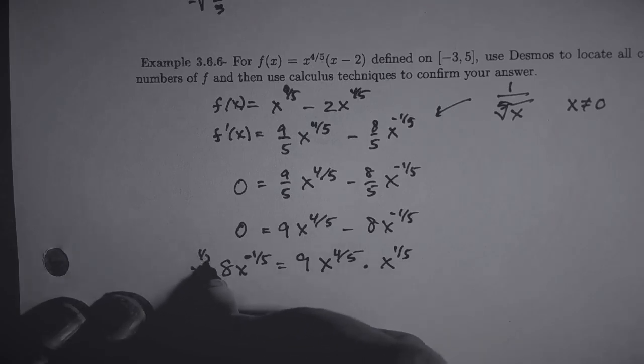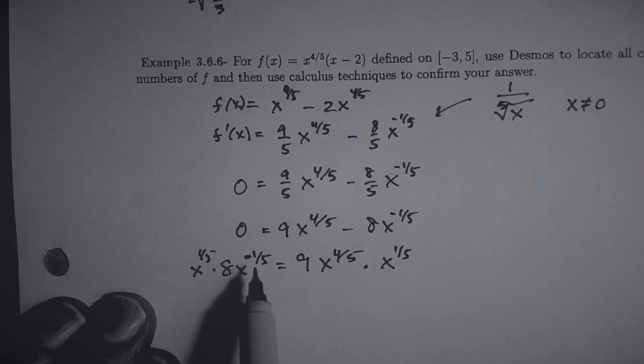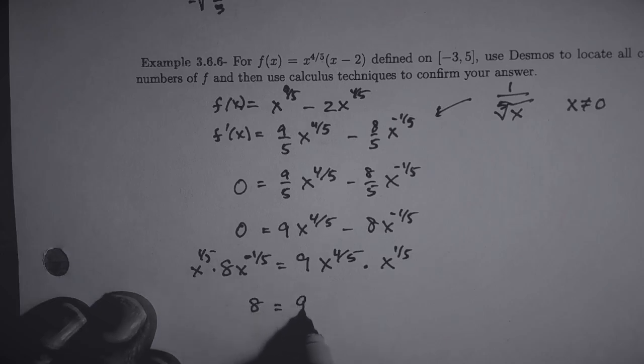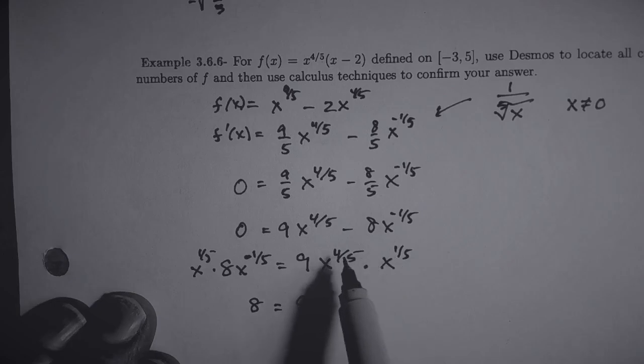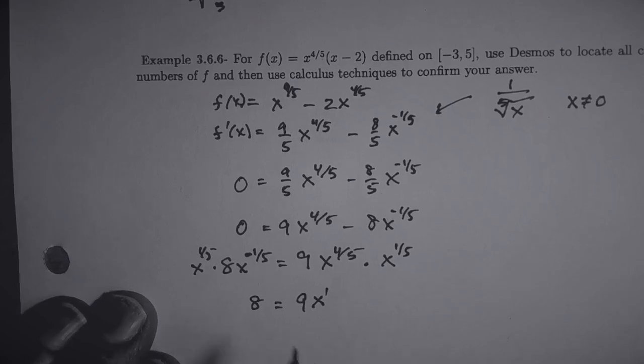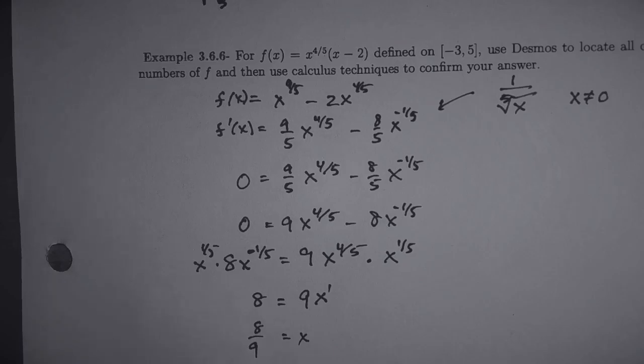Why would I do that? Because when I multiply these two powers of x, the exponents add. And 1/5 plus negative 1/5 is 0. x to the 0 is just 1. So that's 8 equals 9 times, when I multiply these powers of x, these exponents add, so this is x to the 1. So for f prime to be 0, 8 has to be 9x. So x is 8/9. Yeah, I guess I did more than just start on that. But here, let's take a look at this on Desmos.